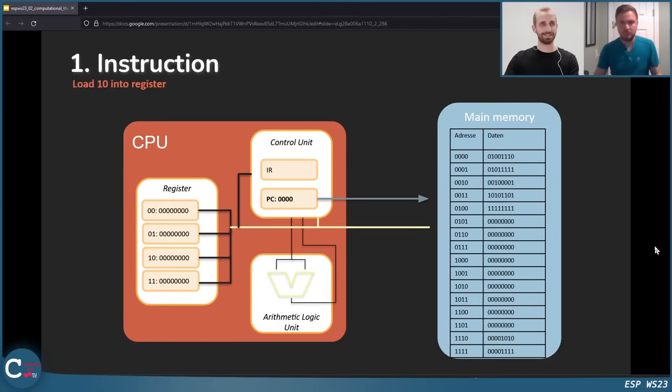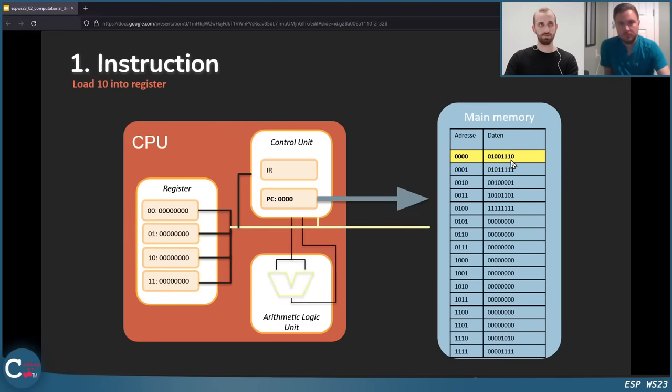Okay, let's start with the first instruction we want to do. In the beginning, we want to load the value 10 into the registers inside this CPU. The first step is always to look at the program counter, which points to an address, in this case 0000.